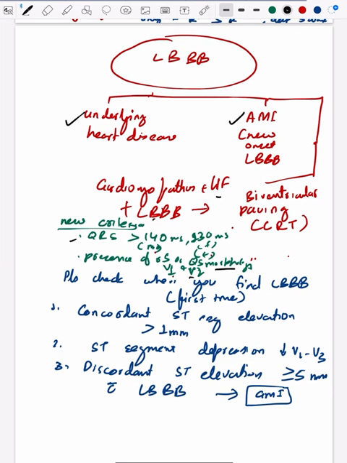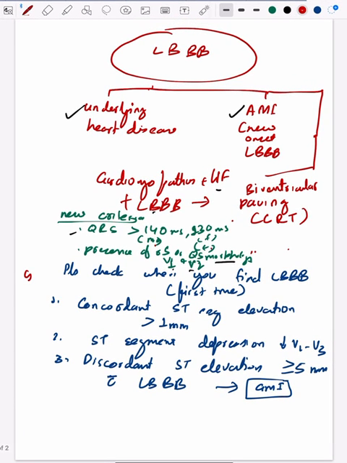Now how will you know, when you don't know previously whether the patient had LBBB? A patient came with LBBB, whether it is new onset or not. So their criteria is called the Sgarbossa criteria. In the Sgarbossa criteria, there are three things. You see concordant ST segment elevation of more than 1 mm, or ST segment depression in V1 to V3, or if there is a discordant ST segment elevation, it should be more than or equal to 5 mm, which shows acute myocardial infarction. Thank you.